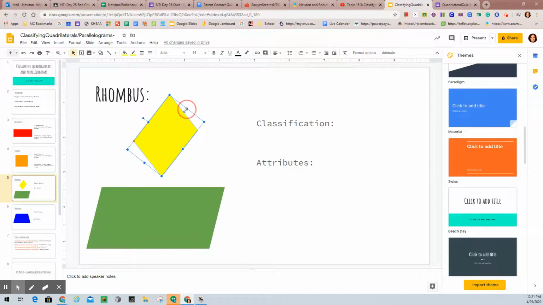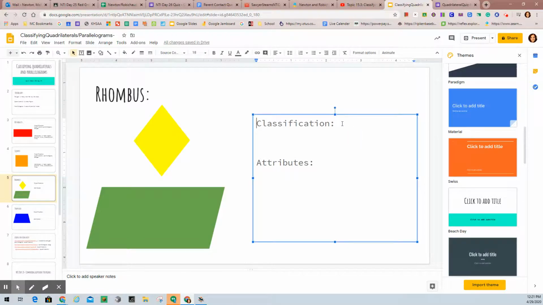Okay. All right, there's a rhombus. Classification. Does it have 4 sides? It does, so we know it is a quadrilateral. Does it have 2 sets of parallel lines? Well, let's check it out. Here's 1 set of parallel lines. Okay, and then here is 2 sets of parallel lines.